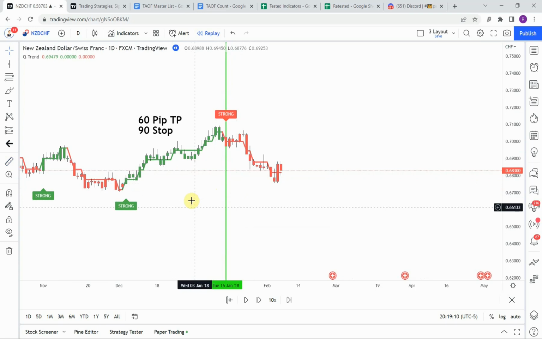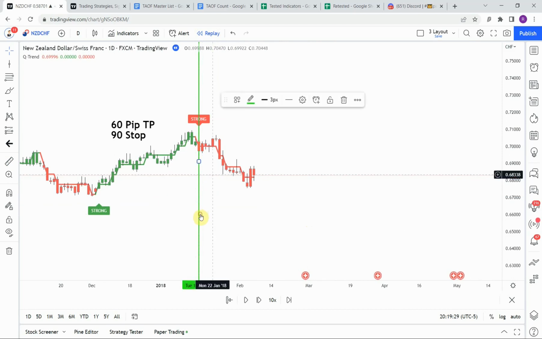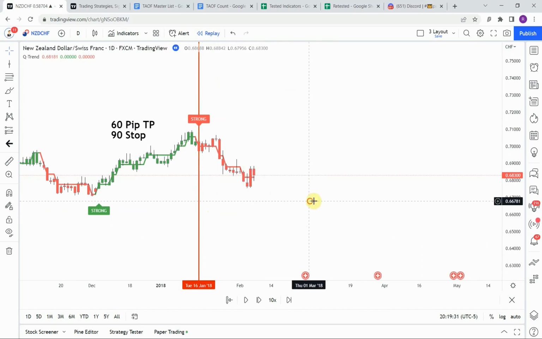All right, so the first signal that we pick up is a short signal. You can see that we get that red strong tag right there. Unfortunately, we get this pullback right here that's just enough to come up and hit our stop, just by about 5 pips before it then rolls over, makes that nice push to the downside that we were shooting for in the first place. Let's go ahead and continue on.